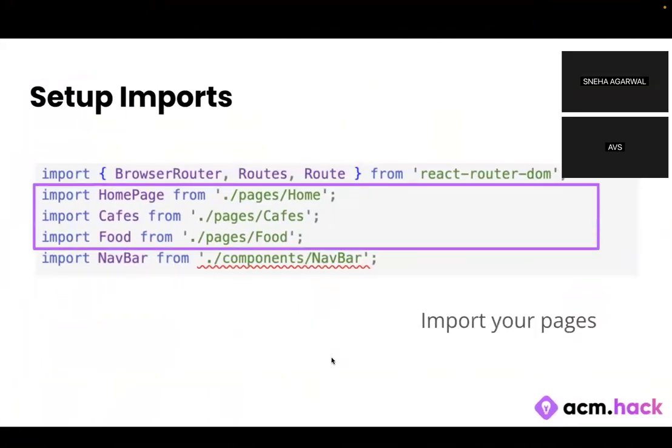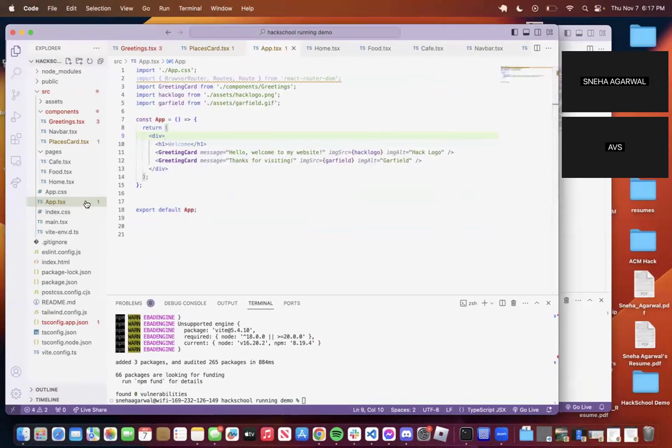And then I'm also going to import each of my individual pages that I made earlier in our pages folder. And then also just a quick note, if you're kind of confused about what this path means, the dot means look in the current directory. So currently we're in the app.